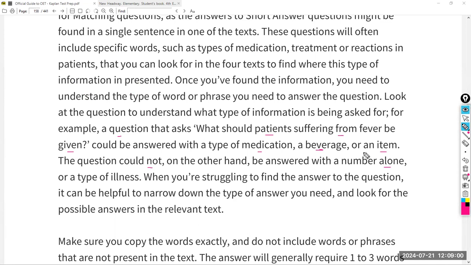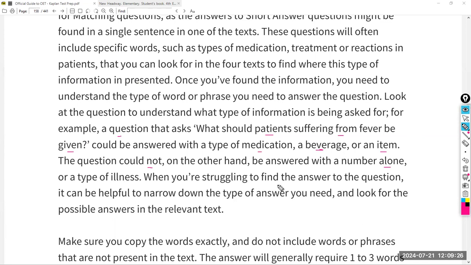In this type of question, Joel, you have to write minimum one word and approximately maximum three words. Approximately, it is the same as the IELTS exam, because in the IELTS exam, you have to write minimum one word, maximum three words. Approximately, it is the same, but you cannot write only a number. So, or type of illness.